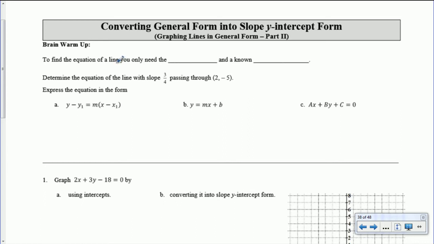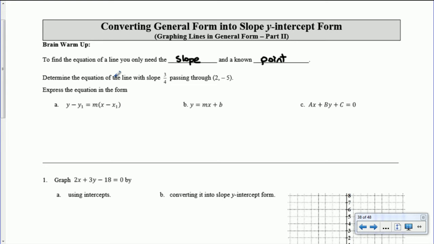Hello everyone. Today we're going to be converting general form into slope y-intercept form, and you'll also do some practice with all forms that we've covered so far this unit, including slope y-intercept form, point slope form, general form, and standard form. So to start with the brain warm-up, to find the equation of a line you only need the slope and a known point.